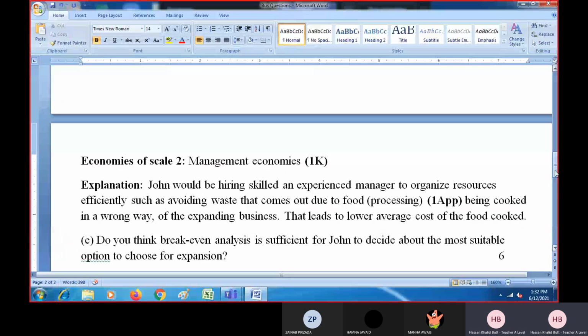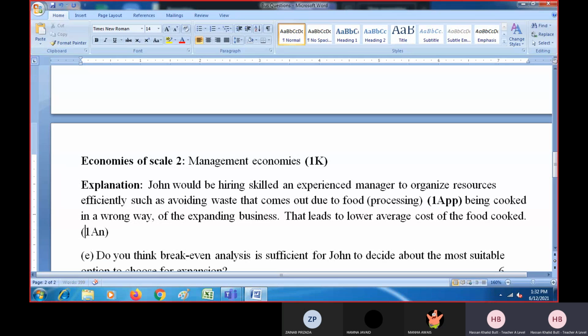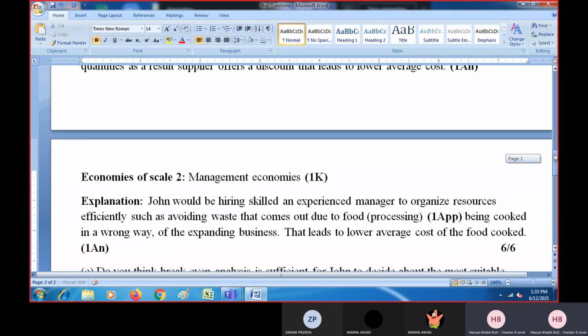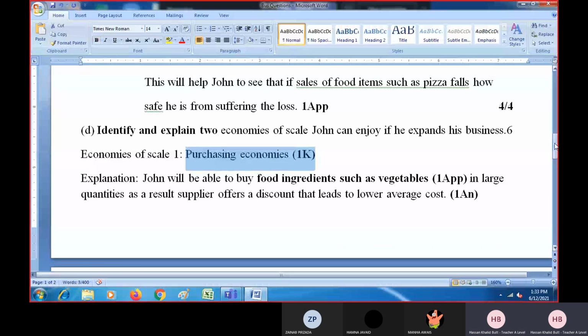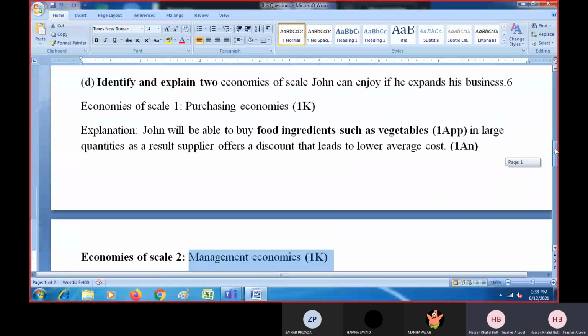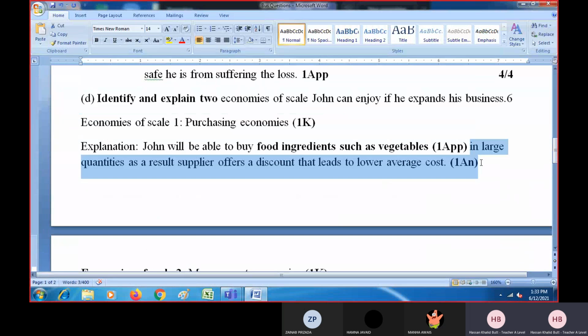Okay, so now it means we have got one mark for the application, and after that, I explain that because the waste will be reduced, so cost will go down for cooking food as well. So I get one more mark for the analysis. So here I have got full marks. That is 6 out of 6. How? Because now I have got 2 marks for the knowledge. Okay, one here, second here, and 2 marks for the analysis. How? This one.